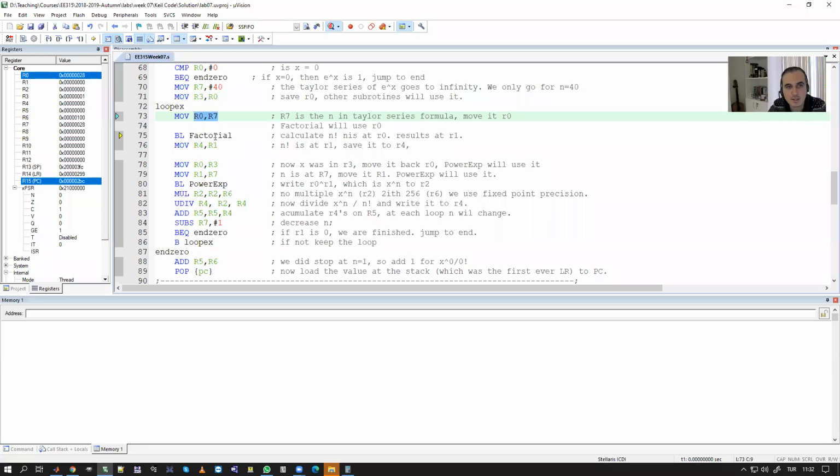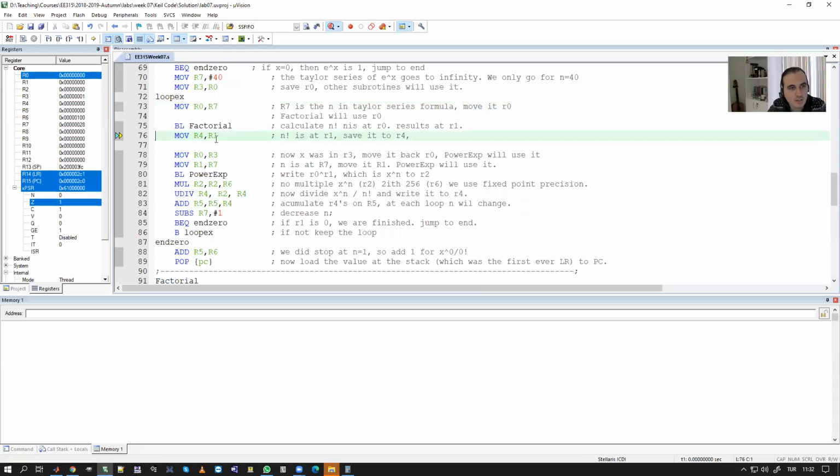I'll call the subroutine factorial to calculate n. I'm not going to go into it, I know what it does. The input is at R0, the output will be at R1. So at R1, I have this value. Sorry, guys, R0 was 0 at first.